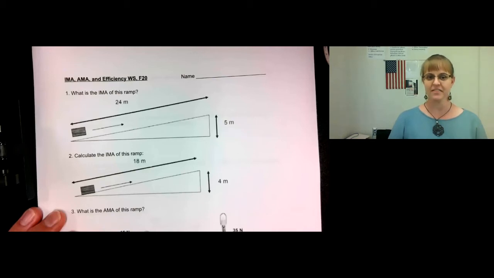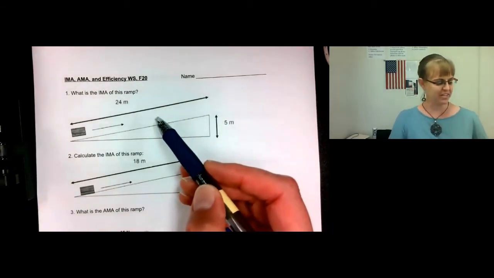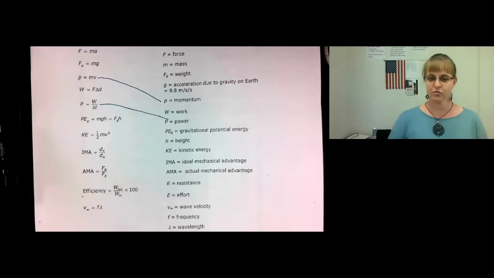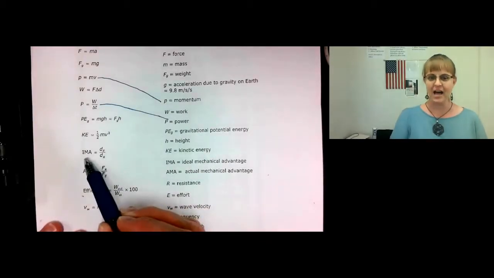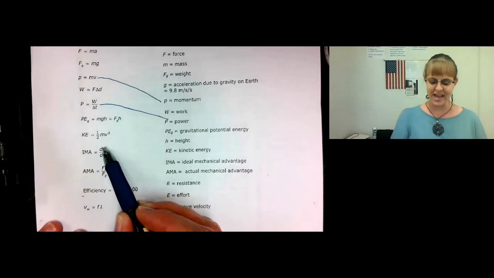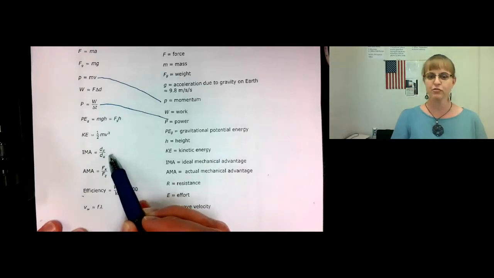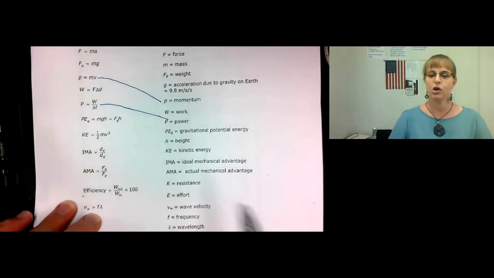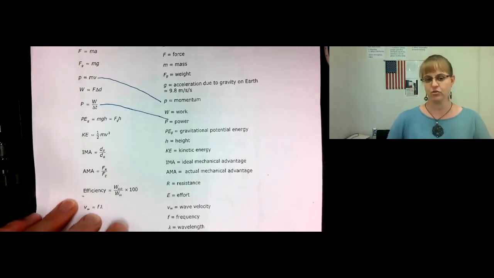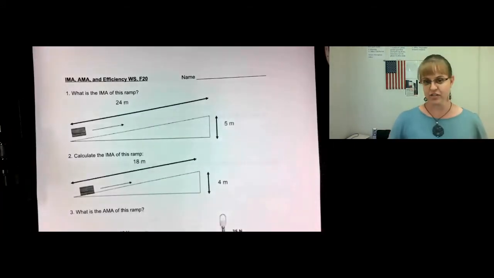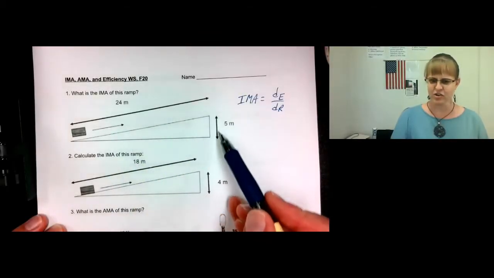Let's learn how to calculate the ideal mechanical advantage, the actual mechanical advantage, and the efficiency of simple machines. First of all, what is the IMA of this ramp? On your reference table, the IMA is equal to the effort distance over the resistance distance. Remember, the resistance is also called your load, and the effort is what you do. Which one is your effort?